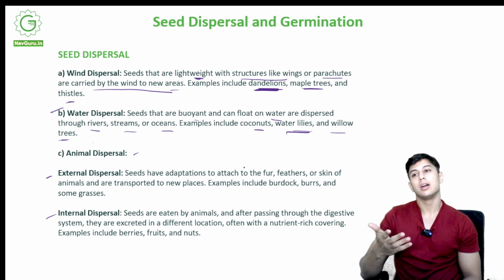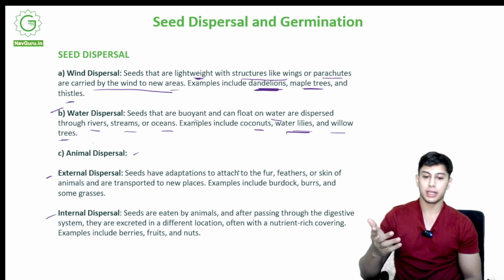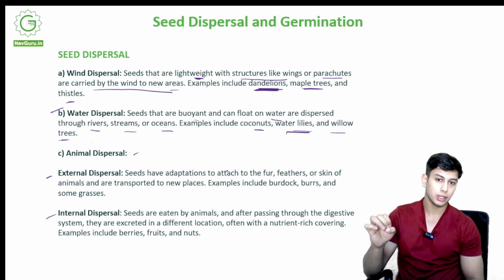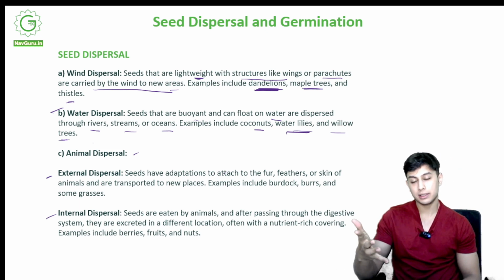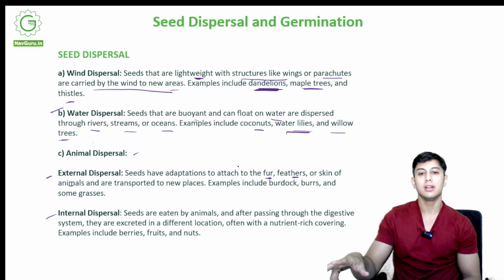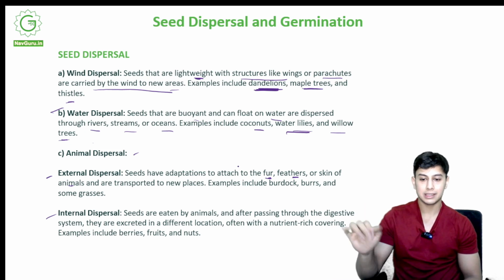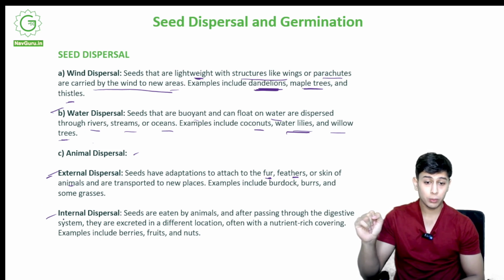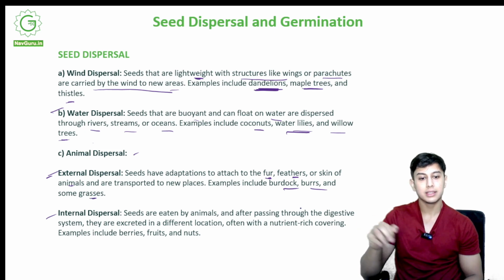So maybe a bear or any animal that eats a particular plant. Okay, so that plant has devised the method that it will attach to the fur of that animal, to the feather of that bird, to the skin of that animal, and whenever this animal is traveling, it will transport my seed. Okay, this is external dispersal. Now examples include burdock, burrs and some grasses. These are the names of the plants that do this.